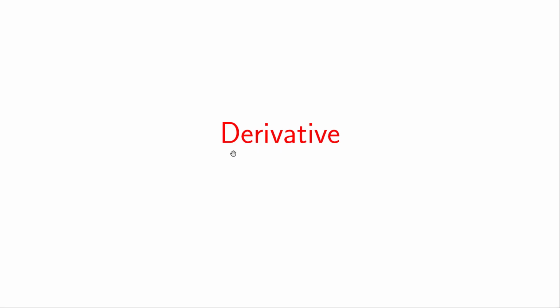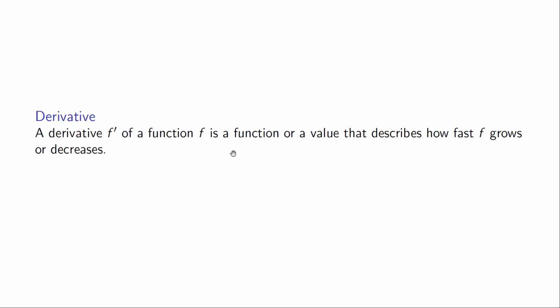So let's get started and see what is a derivative. Simply put, derivative tells the slope of a function. So if the function is f, then the derivative of f is denoted as f prime or f dash, and this f dash could either be a function or a constant value, as in it could be a function of another variable or it could be a constant, and the derivative describes how fast this function f grows or decreases.